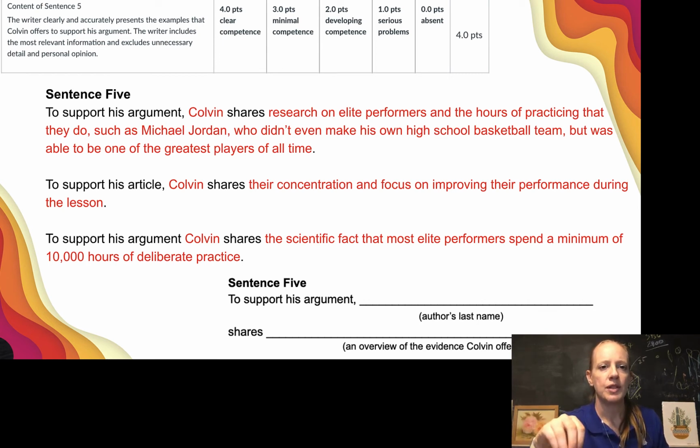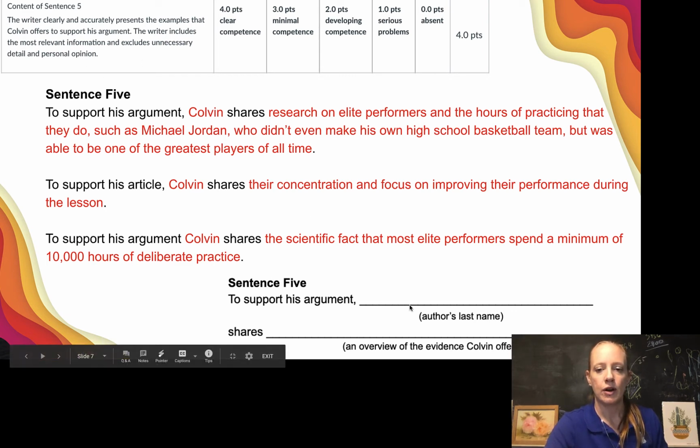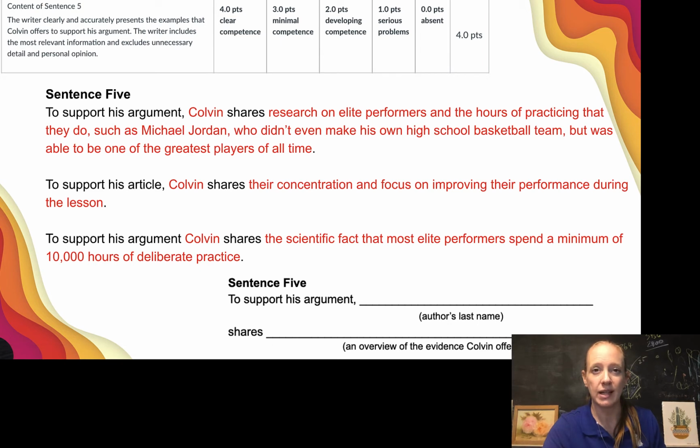So this one is supposed to give at least one example that Colvin uses to support his argument that people can become great through deliberate practice. And it, again, is supposed to avoid unnecessary detail and personal opinion. So, "To support his argument, Colvin shares," and then you're supposed to give an example from the story. It can be any of the examples of the people that he studied. I know a lot of you probably would choose Michael Jordan because that's probably the one you're most familiar with.